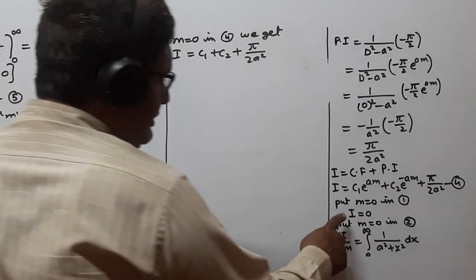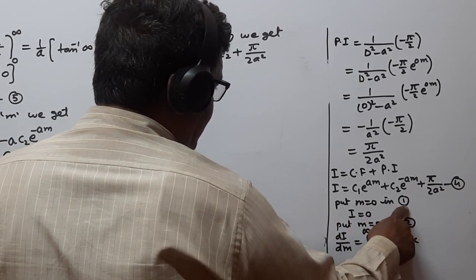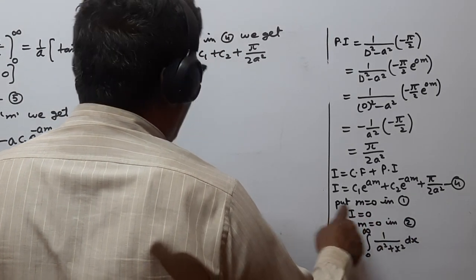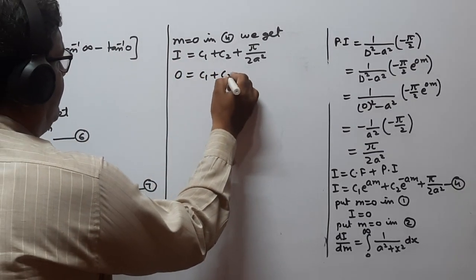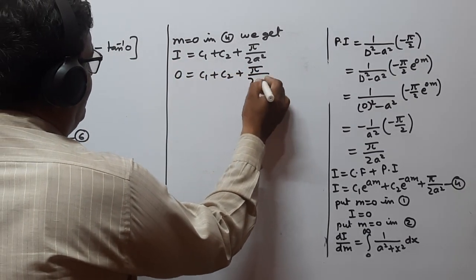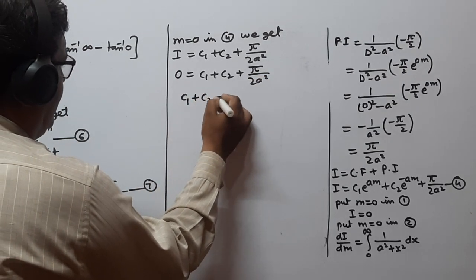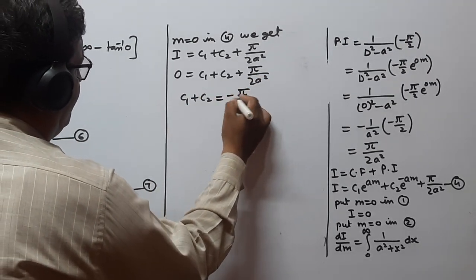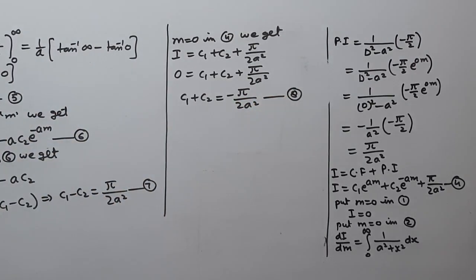And we know that when we put m is equal to 0 in equation 1, I is equal to 0. So here we put I is equal to 0, 0 equals c1 plus c2 plus pi upon 2a square. So from here we can write c1 plus c2 is equal to minus pi upon 2a square. So this is the 8th equation.